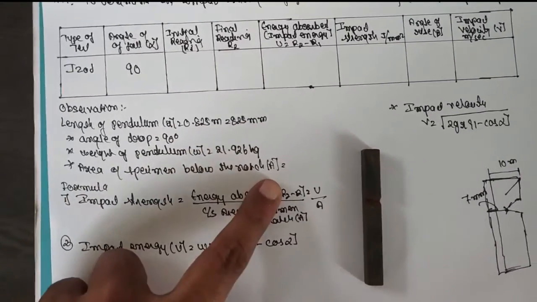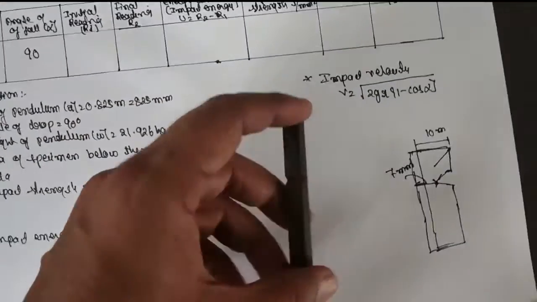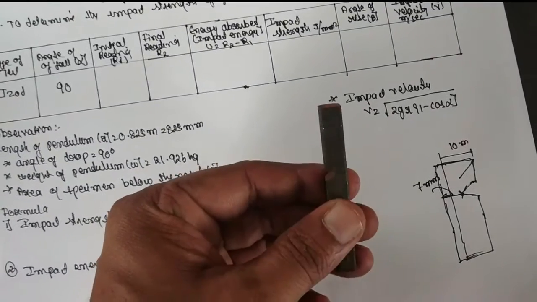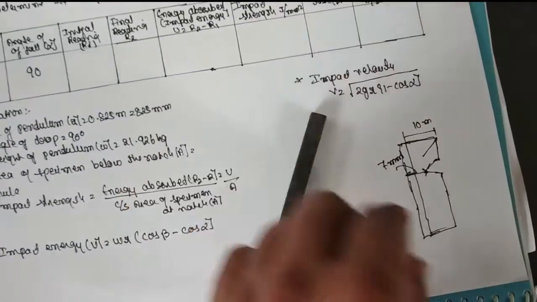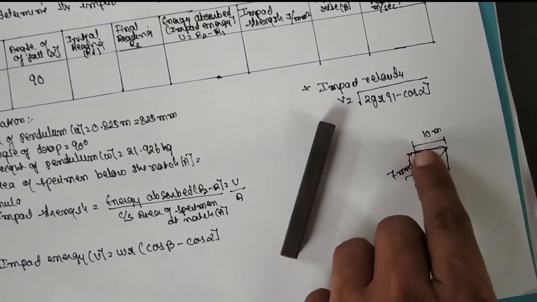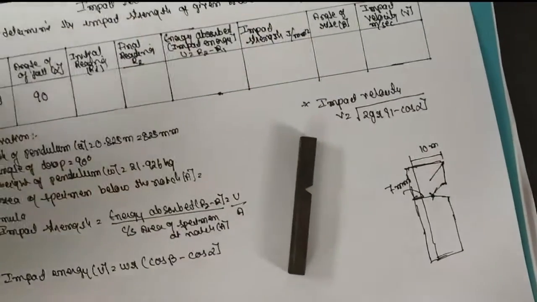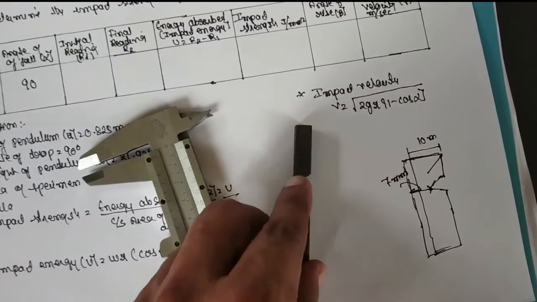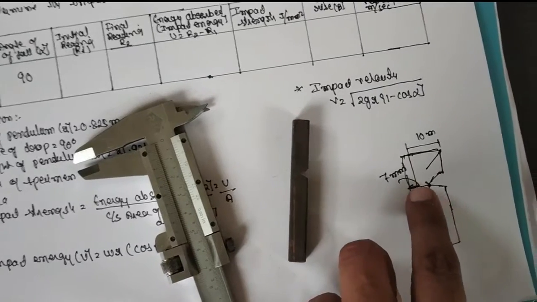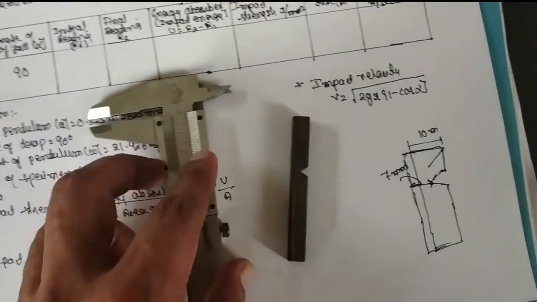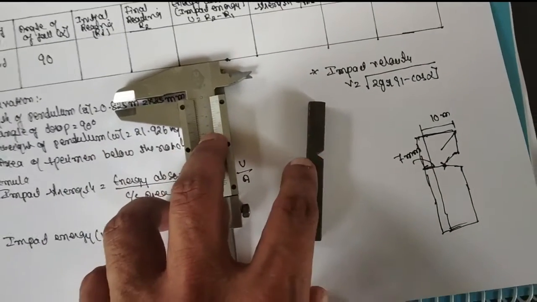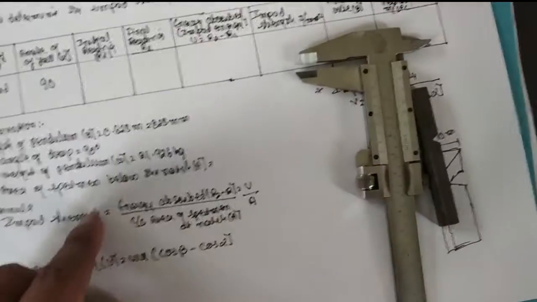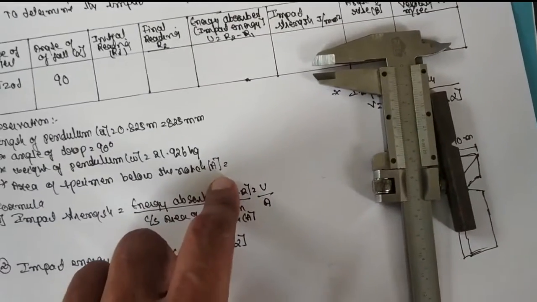The area of the specimen we have to find out. This is the specimen. We call it the IZOD test specimen. The diagram is drawn here. How to find out the area? This is the area, 10. With the help of the vernier scale you have to find out 10. And you have to consider the area below the notch. That means you have to measure this part, the area below the notch. That means 10 into 7, you will get 70 mm squared.